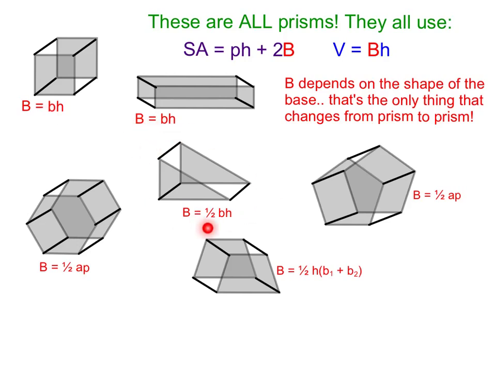If I have a triangular prism where my bases are triangles, I use the formula for area of a triangle, 1/2 base times height. If I have some polygon, like this hexagon or this pentagon, I use 1/2 AP. If I have a trapezoid, I use the formula for area of a trapezoid, 1/2 height times base 1 plus base 2. So the only way that these formulas are different is by being specific with your base area. Other than that, don't freak out if you don't see every one of these shapes on the reference sheet. You're going to use the same ones, these two right here.